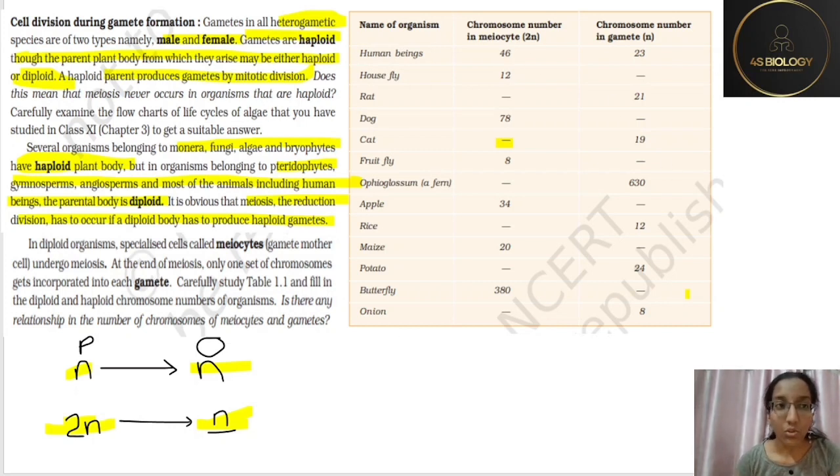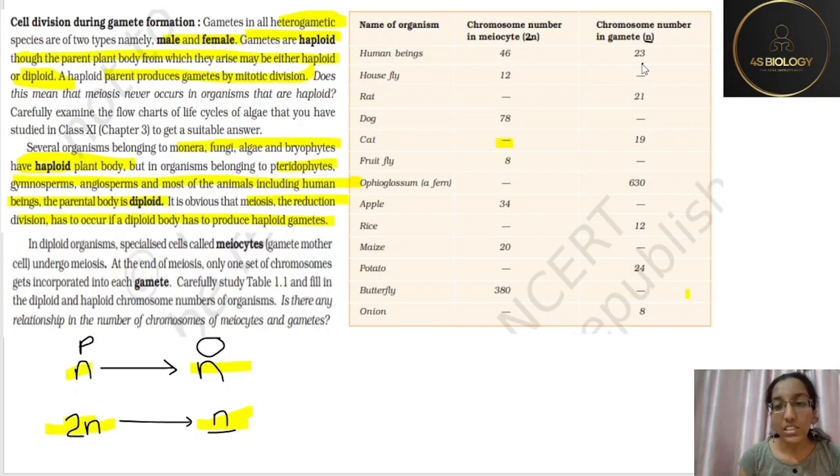So we have to fill this table now. Looking at this table, this is 2n, right? This is n. So if this is 46, this is 23. If 2n is 12, then n is 12 divided by 2, so it will be 6. Next, n is 21, so the meiocyte will be 42. Same as dog: 78, so n is 78 divided by 2, it will be 39. Cat, fill in like this. Fruit fly has 8 as 2n, so n will be around 4, right?